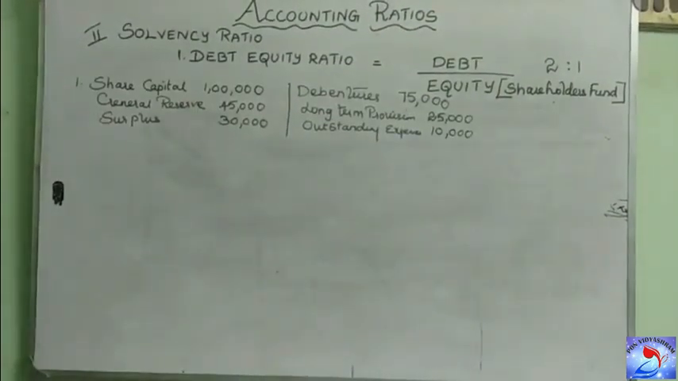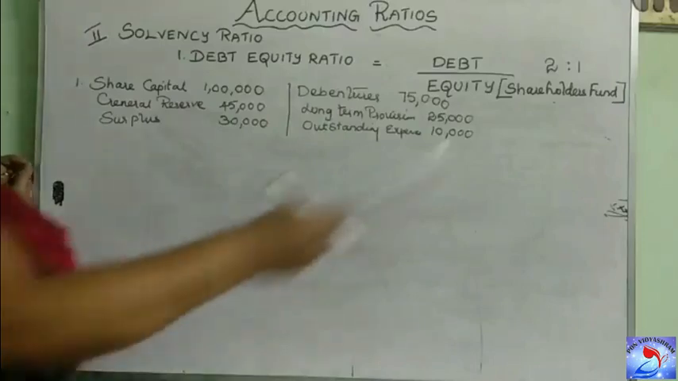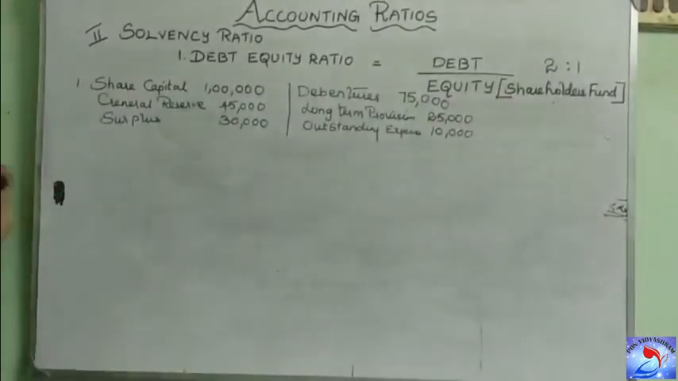Children, the debt to equity ratio is a pure ratio. It is expressed as 2:1. If the debt is 2 times the shareholders fund, the firm is doing a fair business. Now we have seen debt is equal to long-term borrowing plus long-term provision. Long-term borrowings are debentures and loans taken from banks and financial institutions. Long-term provisions are funds like leave encashment and provision for gratuity.